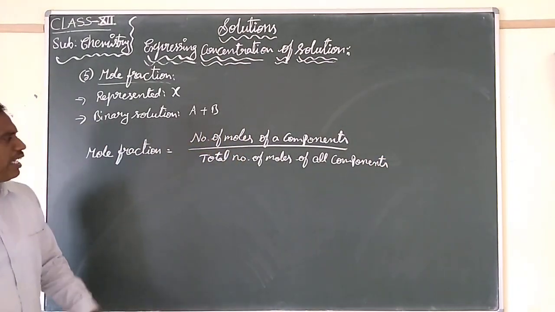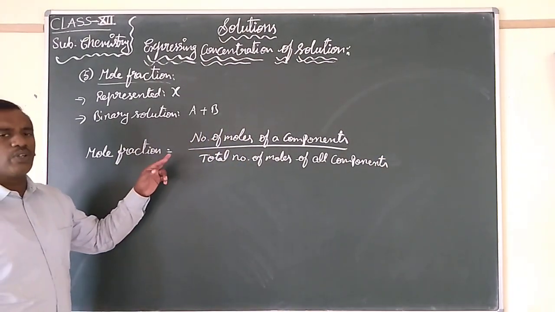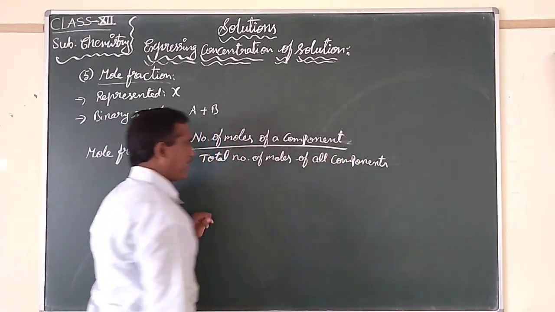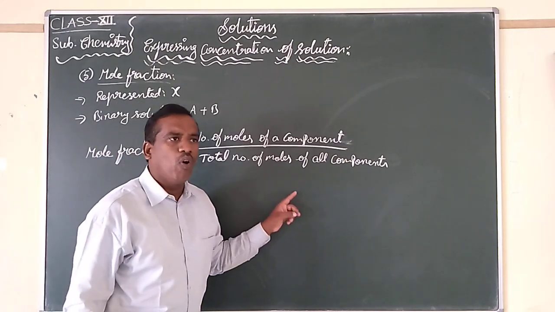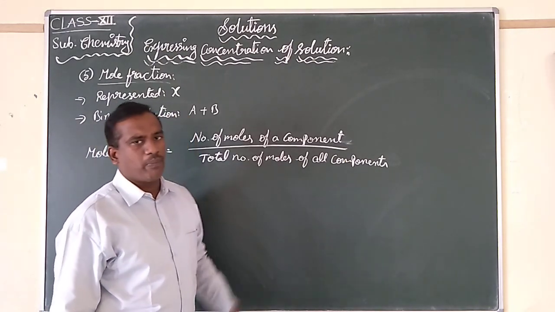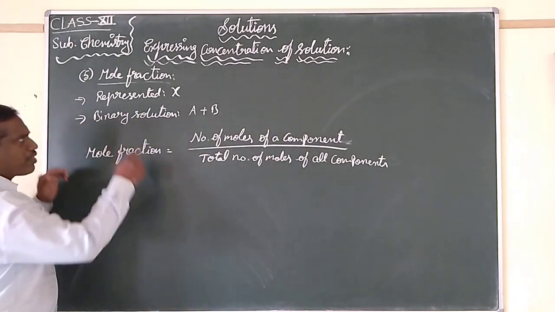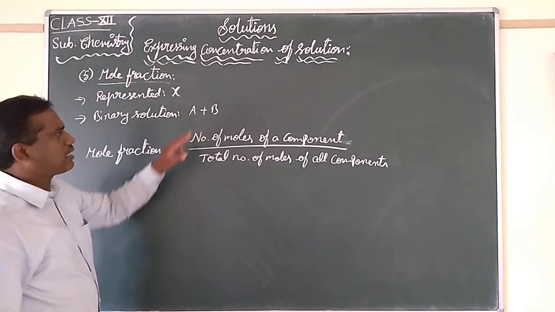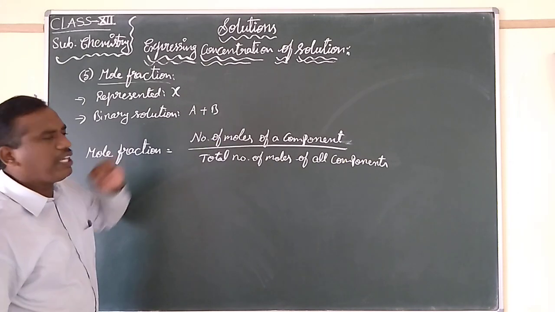What is the formula here? Mole fraction is equal to the number of moles of a component by the total number of moles of all the components. Let us see, our binary solution has how many components? 2 components, component A and component B.